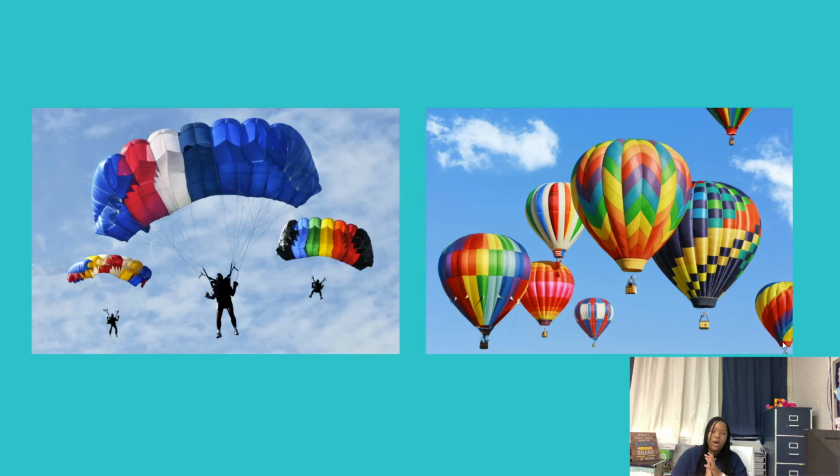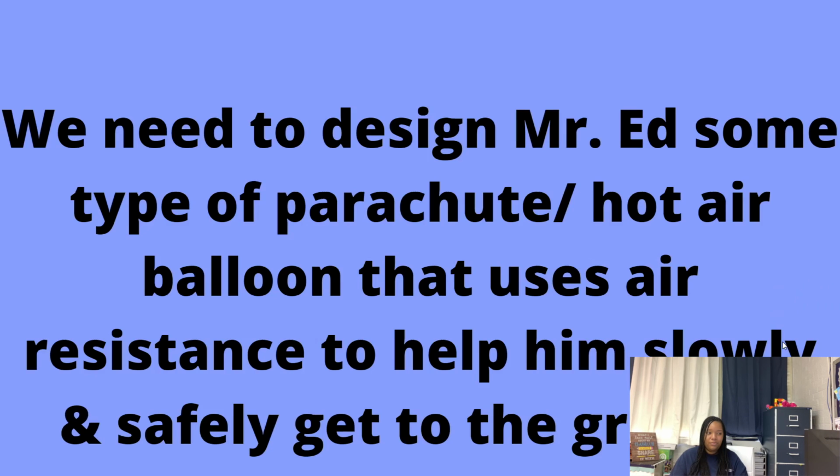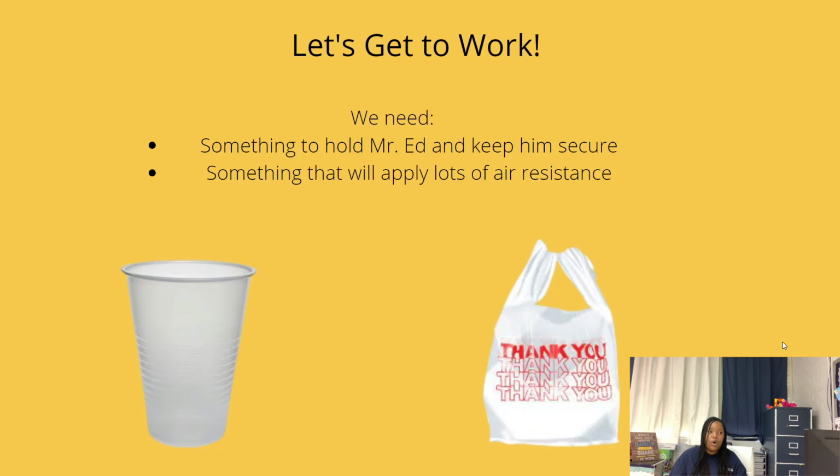Parachutes. Now, of course, Mr. Ed the Egg isn't as big as a human, so he may not need a huge real parachute, but maybe we can make one that is perfect for his size. So we need to design him some type of parachute or maybe even a hot air balloon that uses air resistance to help him slowly and safely get to the ground. So we need 2 main things. We need something to hold Mr. Ed and keep him secure, and we also need something that will apply a great amount of air resistance.